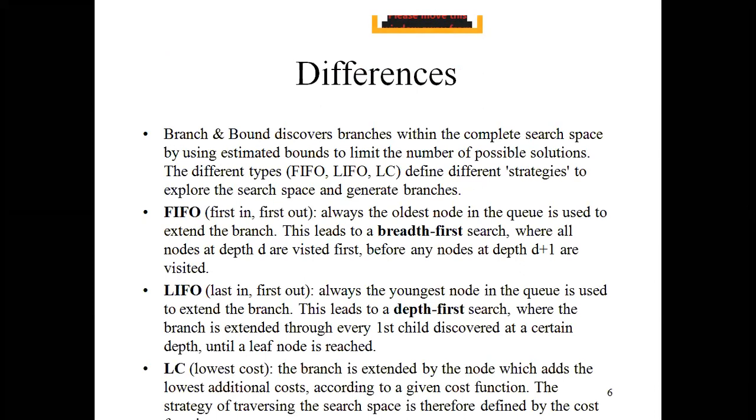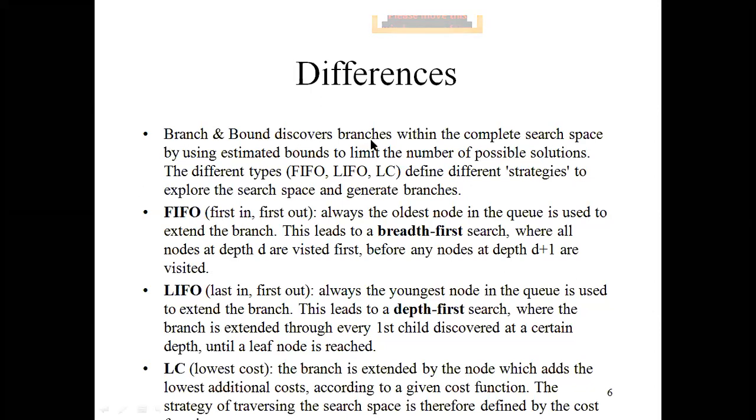Now the difference is, when it comes to branch and bound, we have three important categories. One is LIFO branch and bound, another one is FIFO branch and bound, and another one is LC branch and bound. We will see what these are.